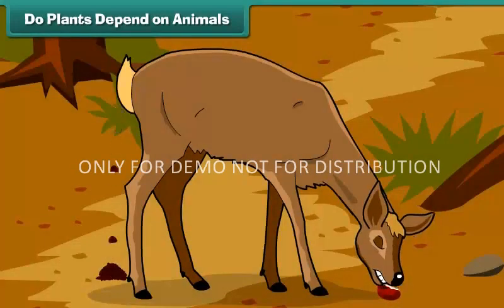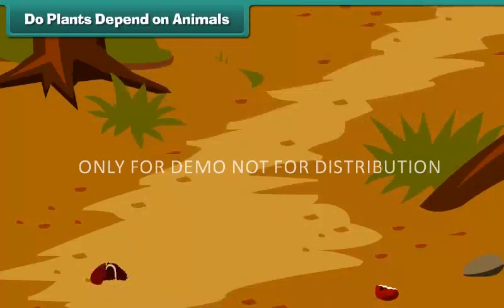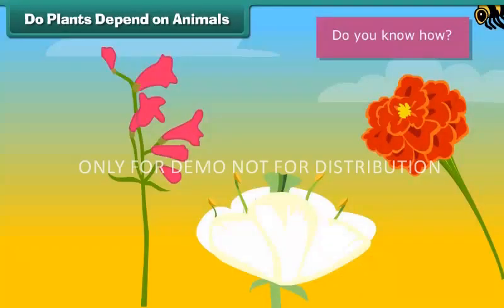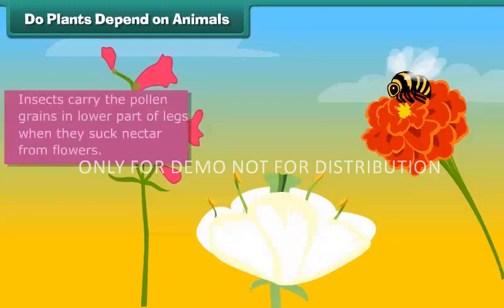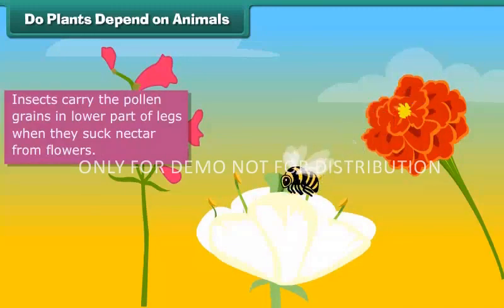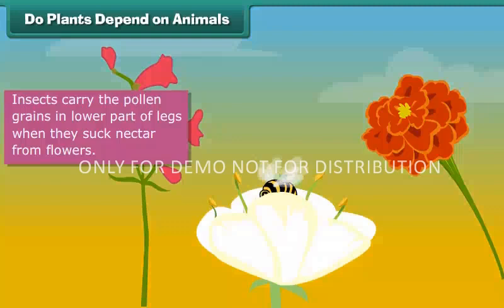Plants depend largely on animals to produce their seeds via seed dispersal. Do you know how? Let us see this. Many insects, bees and butterflies carry the pollen grains in the lower part of their legs when they sit to suck nectar from flowers and move from flower to flower. They spread the pollen carried by their legs. This is how they spread the plant seeds.